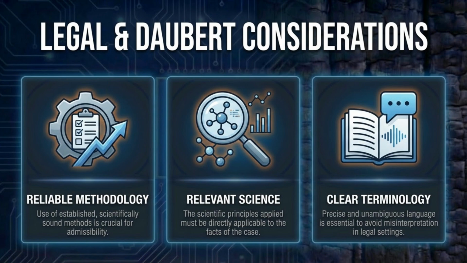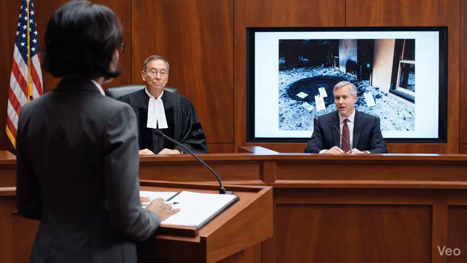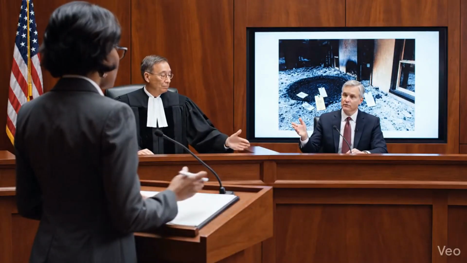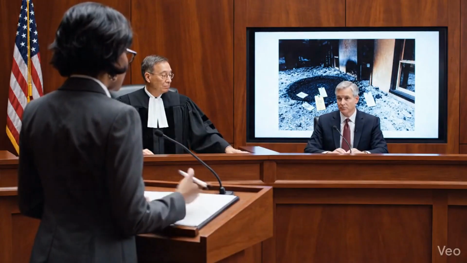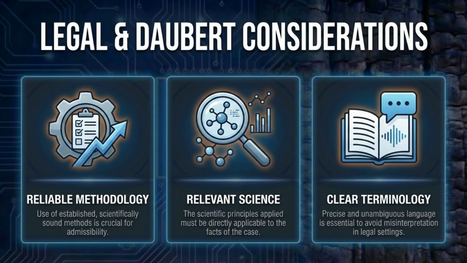Second, the science applied must be relevant to the facts of the case. In long-term heating scenarios, relevant science includes carbonization of wood, increased conductivity of char, leakage current heating, and smoldering ignition. Finally, clear terminology matters. Courts have rejected vague or misleading terms, particularly when not clearly defined. In short, when NFPA 921 methodology is followed, relevant fire science is applied, and precise language is used, delayed ignition opinions are scientifically and legally defensible.